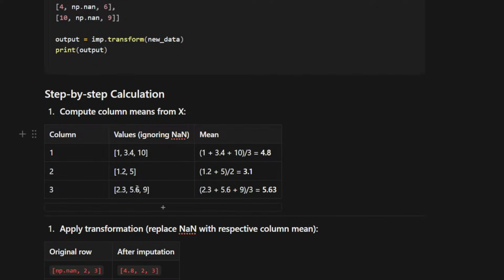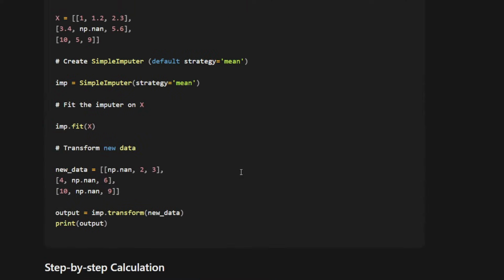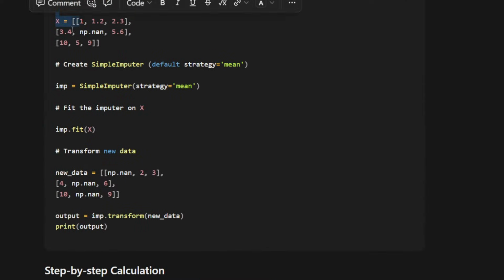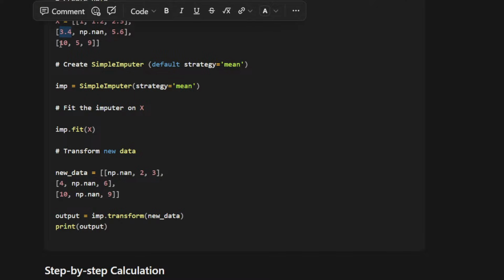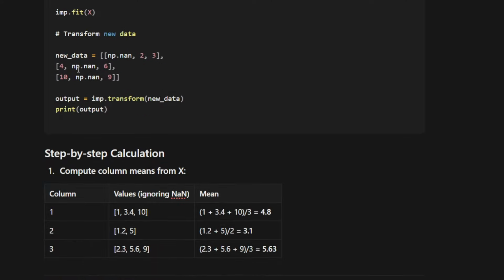This data is given here. From this, the mean of 1, 3.4, and 10 is the sum of these divided by 3. 1, 3.4, and 10 are in the first column. Make sure that you include the numbers column-wise.